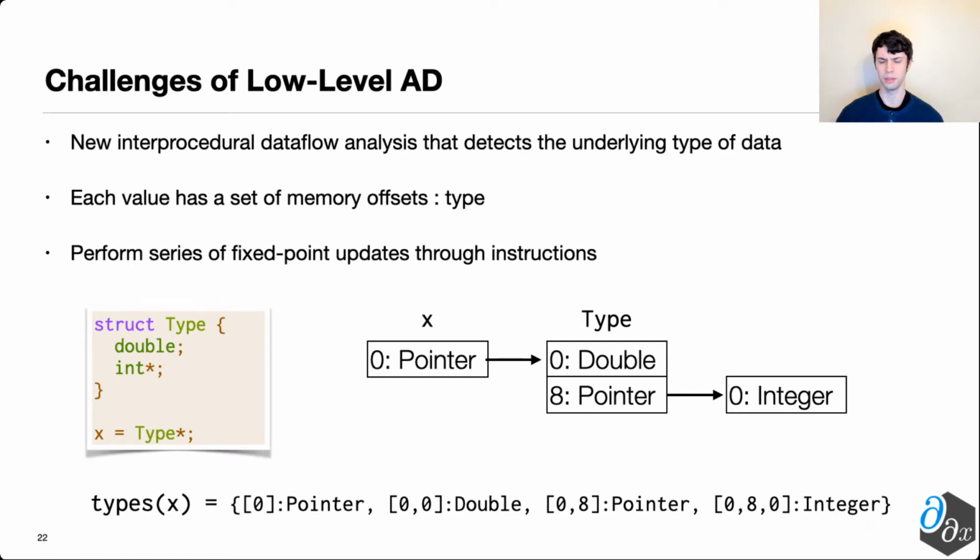Let's take, for example, the type at the bottom left, which is a struct that first contains a double and then a pointer to an integer. And then let's say we take a pointer to that type. We can see on the right what the corresponding type tree would be for this value. First, we have a pointer, which is the type of x. Then inside of that pointer, we have our struct type that first contains a double at offset 0, then a pointer at offset 8. And of course, since that pointer was to an integer, that pointer itself points to an integer.